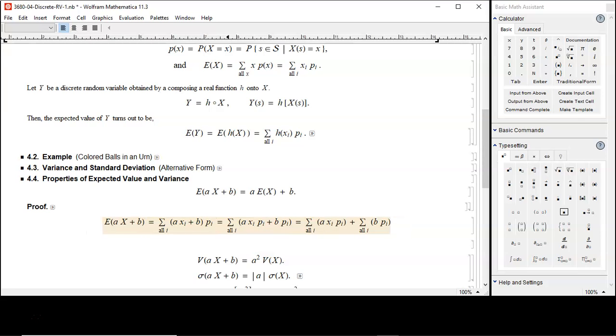Make sense? Just a little bit more manipulation. I can get this a out. It's just the distributive law. That's common to all those products. So I can take this b out, also by the distributive law.